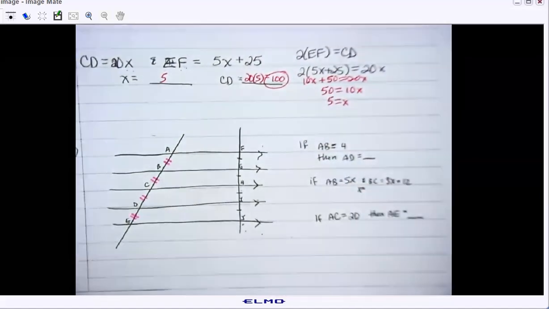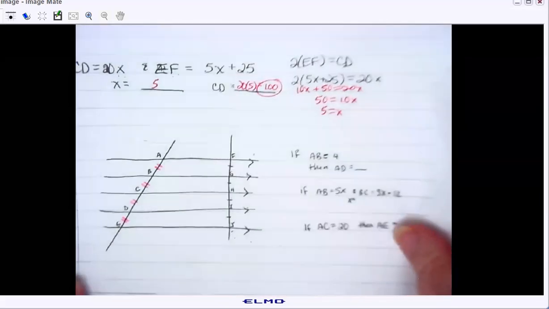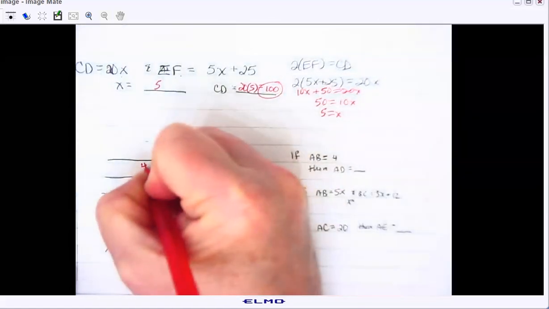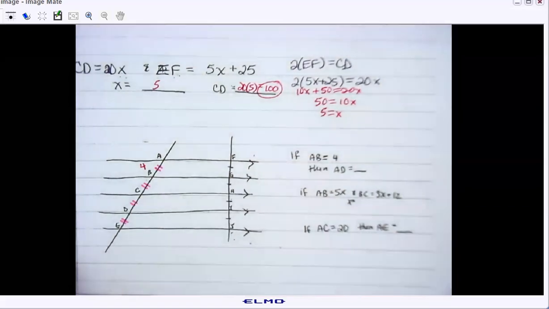So let's do this. Let's label what we've been given. So we're told that AB equals 4. The distance between A and B is 4. What does that make BC?